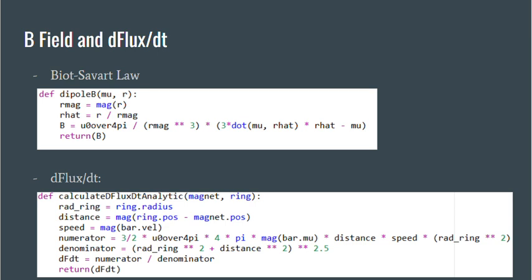To get the B field and d flux/dt. To get the B field, we used the Biot-Savart law, and we created a function to get this. It's shown on the screen. It's essentially using that B dipole formula. And then to calculate the flux, the d flux/dt, we have this function here, which takes the radius of the ring, the distance, the speed of the magnet, and throws them all into this equation that calculates d flux/dt.